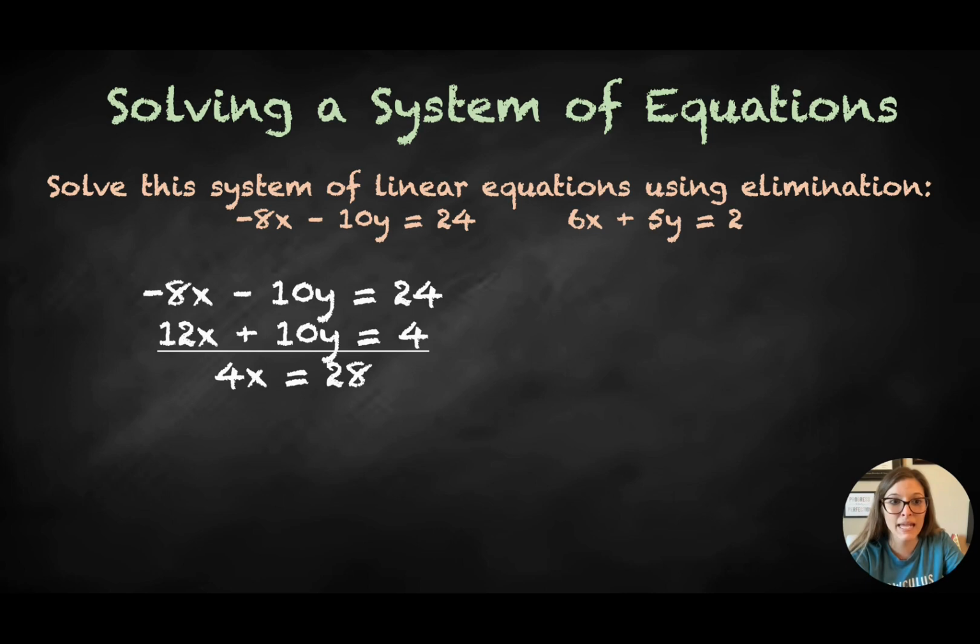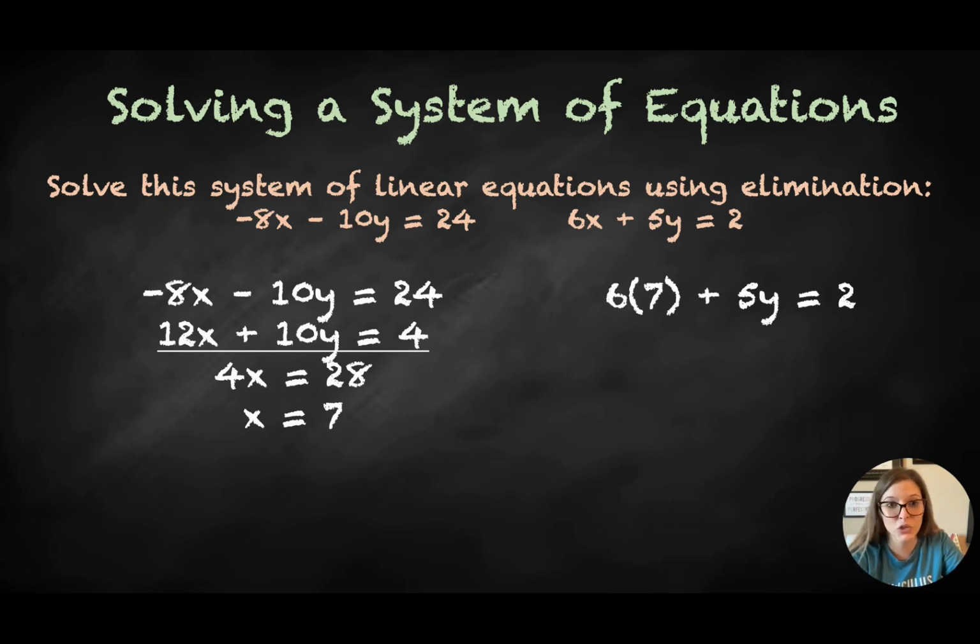And I end up with 4x, then my y's cancel out, and I have 4x is equal to 28. Dividing by 4, I end up with x is equal to 7. This is called elimination because we've eliminated the y's. Now that I have my x, I can plug that into either equation.